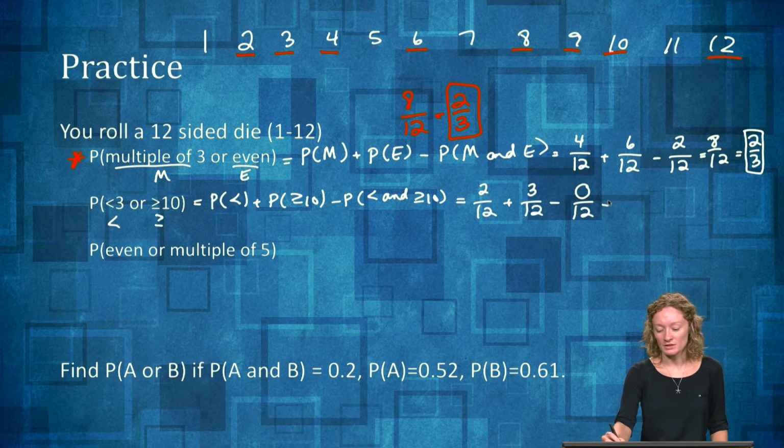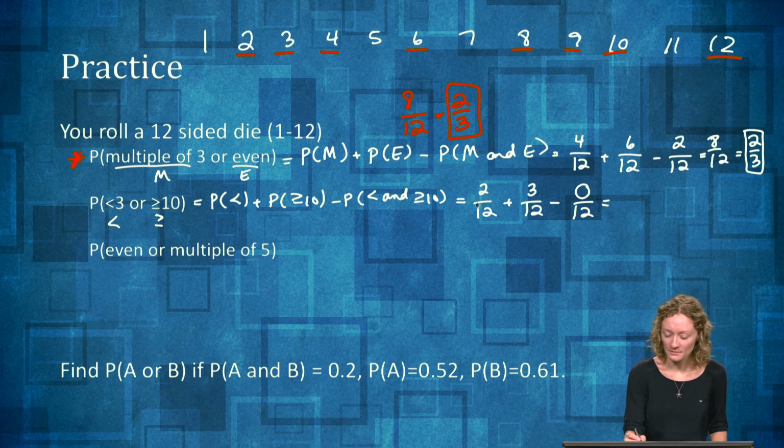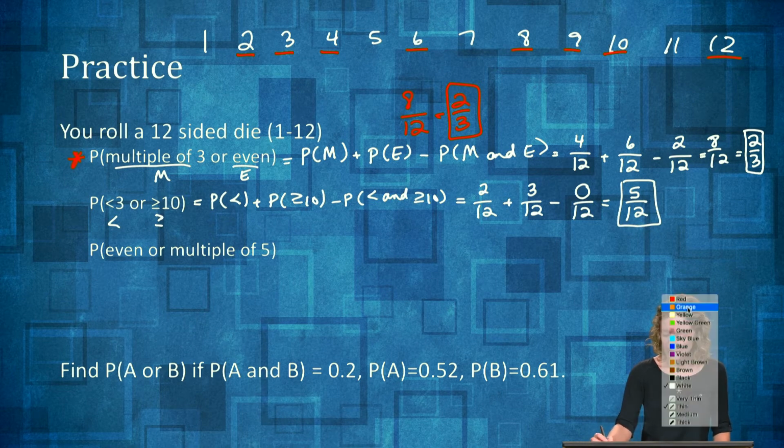This is the mutually exclusive case. It will not ever be both of them, but you can still use the formula. Add them up, we get 5 over 12. It doesn't simplify, so that's as good as it gets.